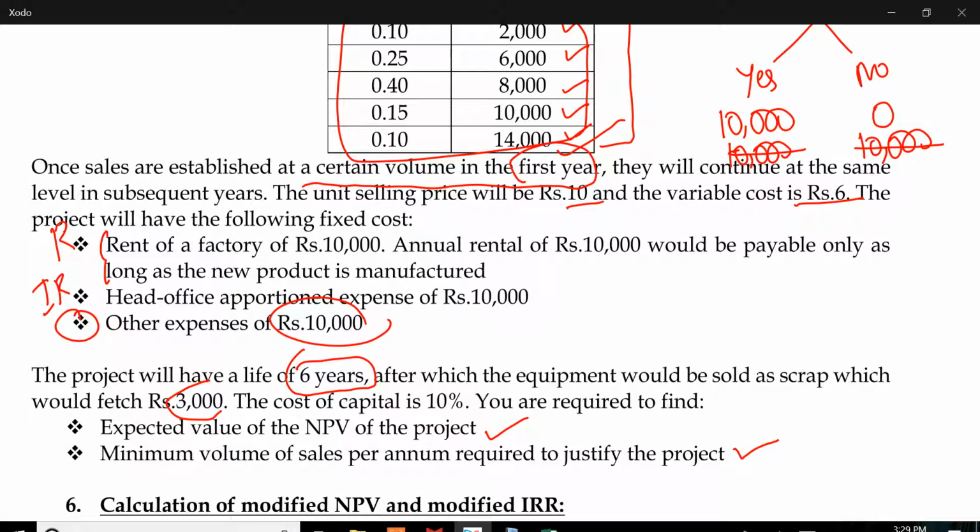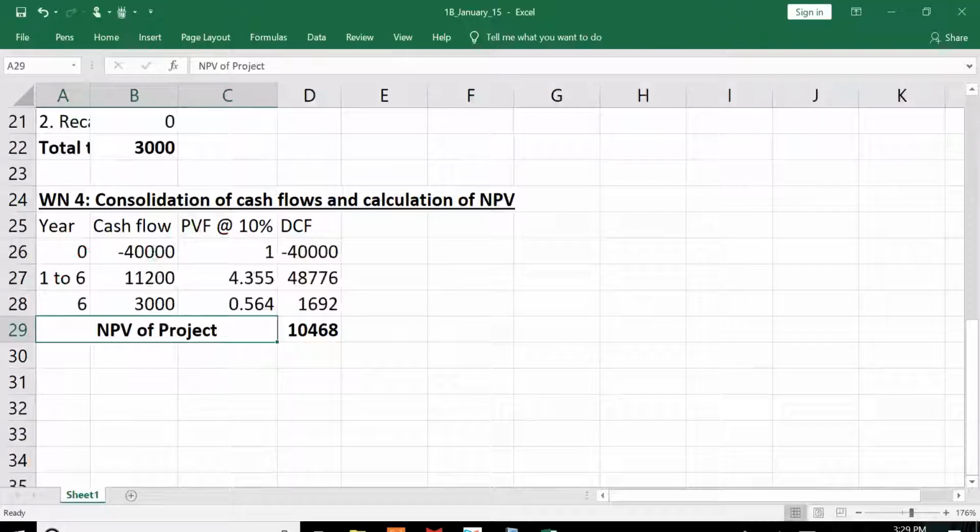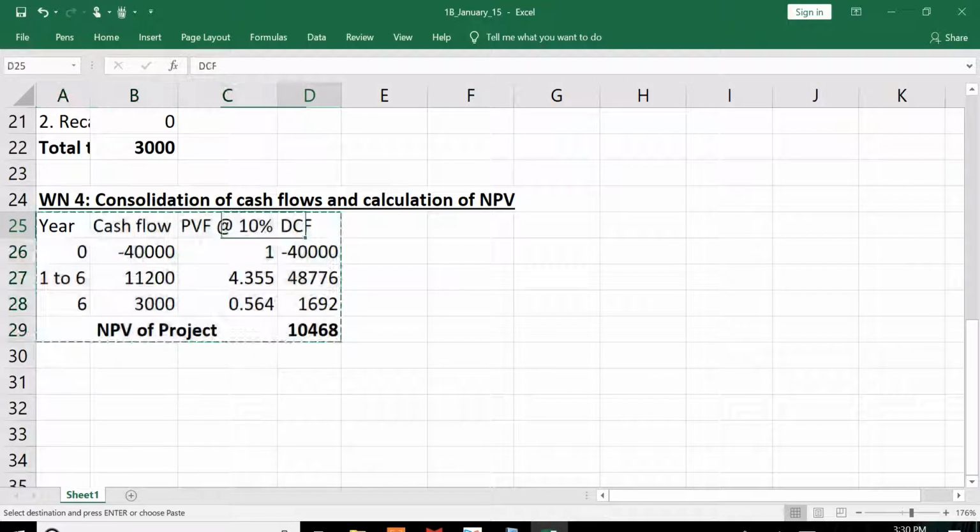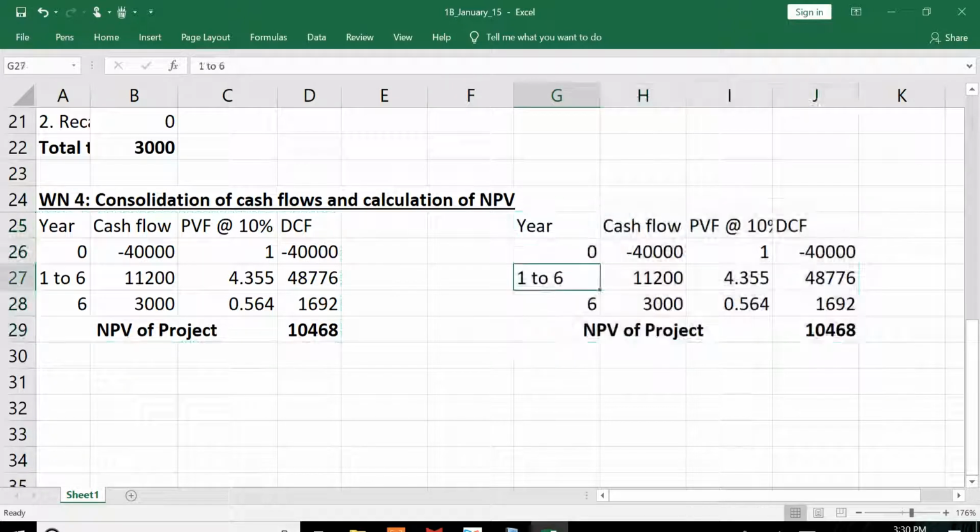Minimum volume of sales per annum required to justify the project. How should I do this and what are they asking in this? Minimum volume of sales required to justify the project. NPV should be technically 0. So what we will do is, listen, I'll recreate this table separately now. I need an NPV of 0.